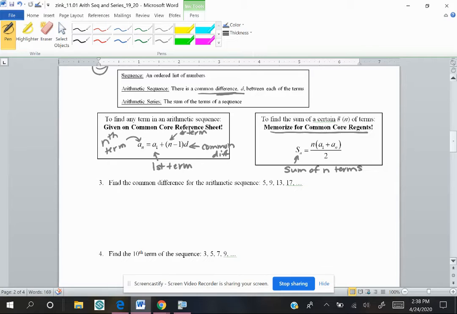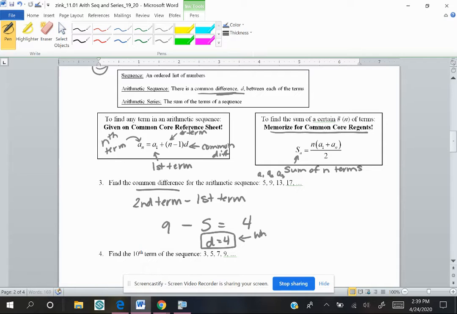So first, pretty straightforward to begin with, we're just going to find the common difference for the arithmetic sequence. So what we're asking for is what we're adding to get to the next term. So a sub 1 here is 5, a sub 2 is 9, a sub 3 is 13, etc. So to do that, just take the 2nd term and subtract the 1st term. So 9 minus 5 gives us 4. So our common difference, or our D, is 4.